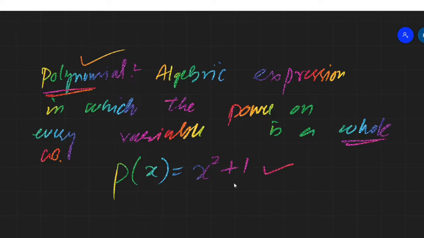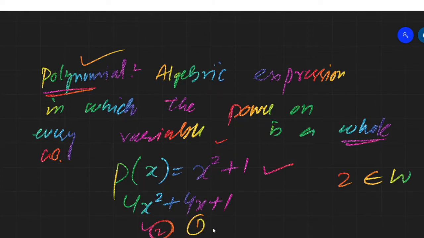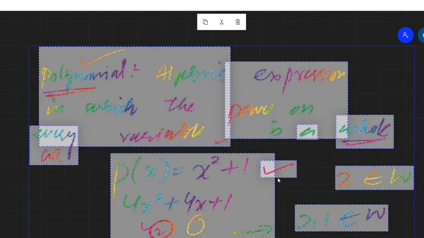This is a polynomial. Why is it a polynomial? Because at x we have 2 as a power. The power on the variable is 2 and 2 belongs to whole numbers, right? So it's a polynomial. And this is also a polynomial. Why? Because in this variable we have power 2 and here we have power 1, and both 2 and 1 belong to whole numbers, so this particular expression is a polynomial.